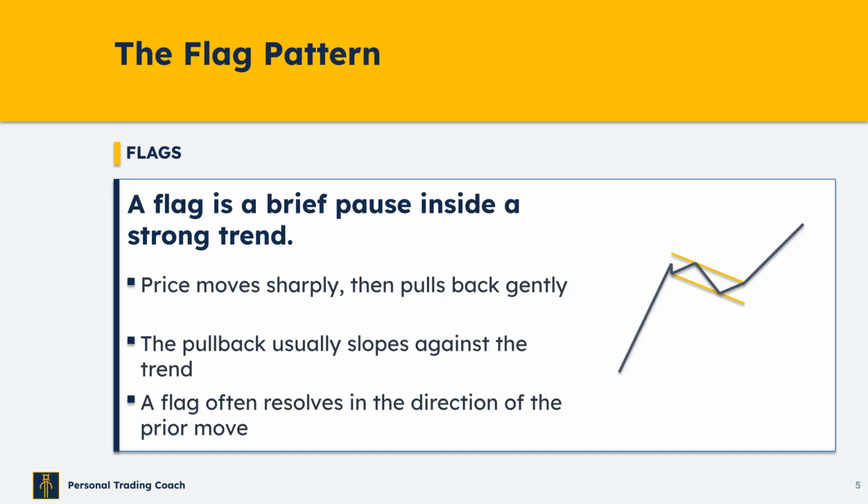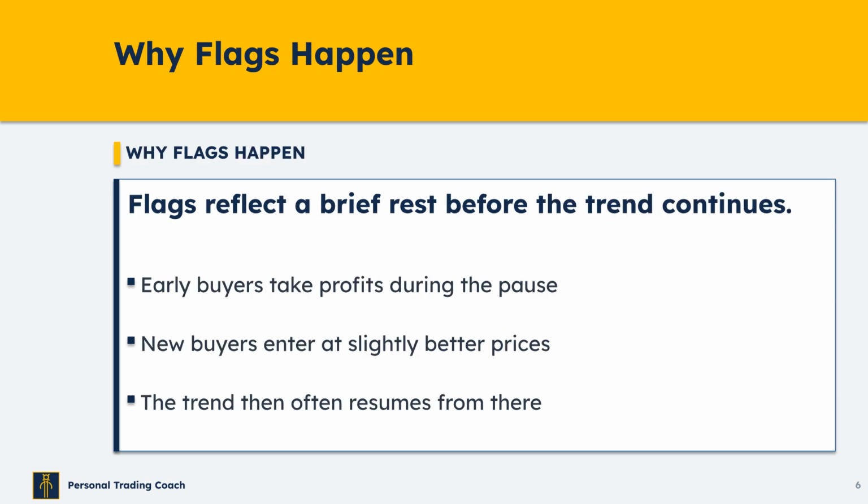The flag pattern is a brief pause within a strong trend. Price moves sharply, then pulls back gently, usually against the trend's slope. A flag often resolves in the direction of the prior move. Flags happen when early buyers take profits during a pause, allowing new buyers to enter at slightly better prices. The original trend then often resumes from this point.